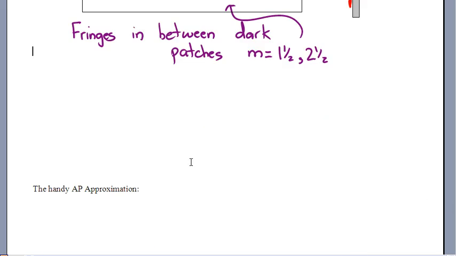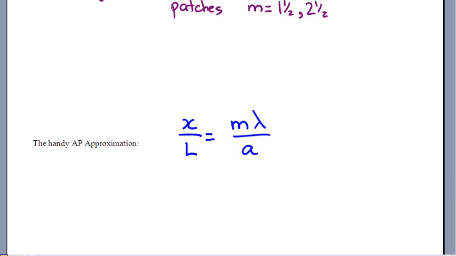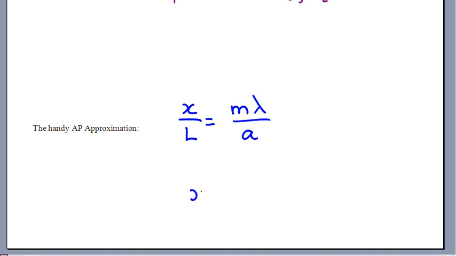So you could say that x, the distance to that dark patch, divided by L is equal to m lambda all over A. If you're planning to use this approximation to find the x's, well, you can solve for x if you wish. That would be m lambda L all over A. That works great as long as the angles are less than about 10 degrees, because that approximation assumes that sine theta and tan theta are the same size.